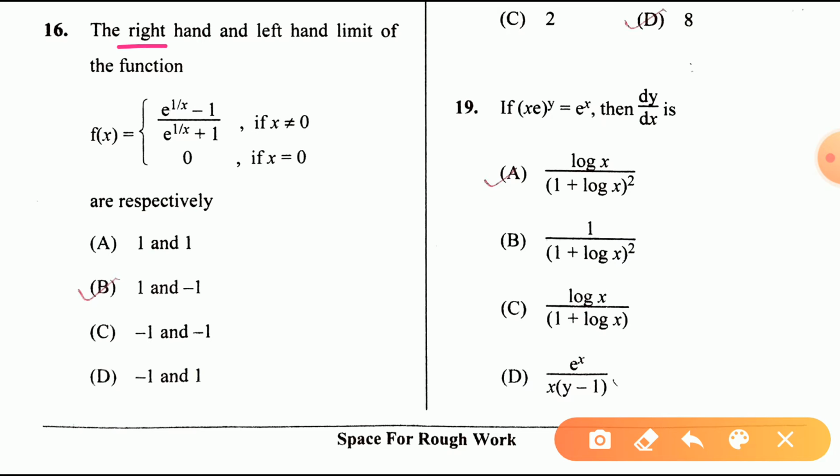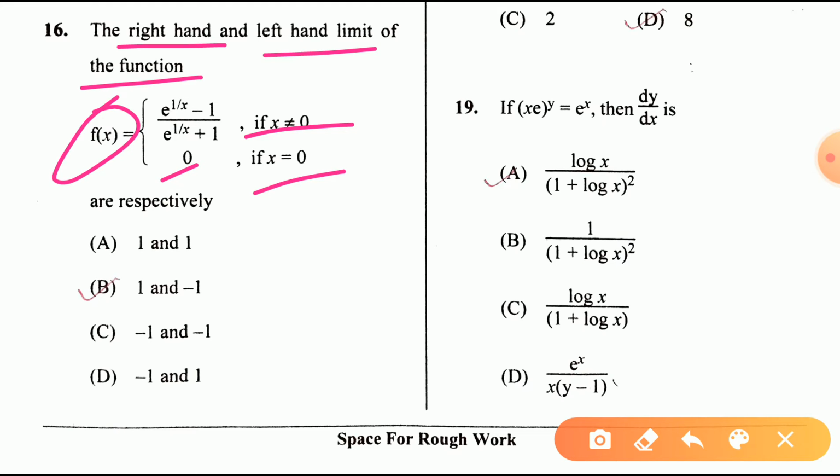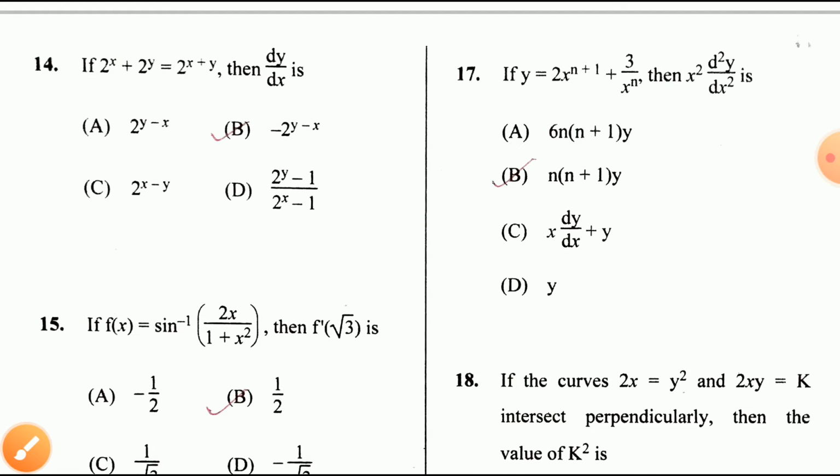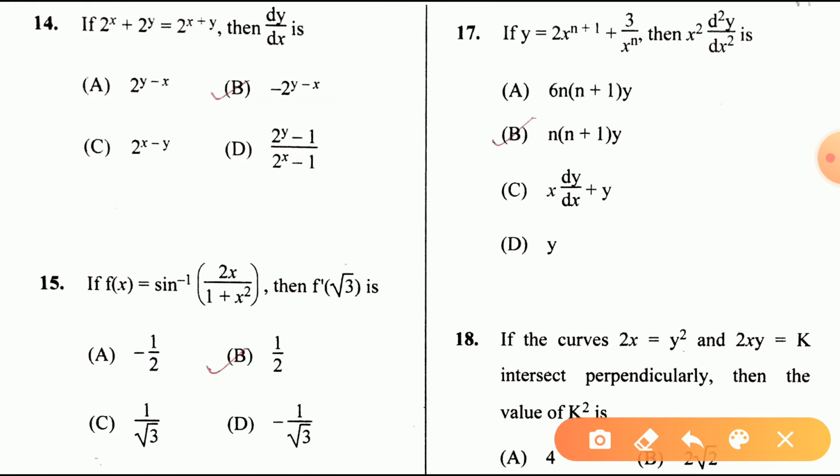If the function f of x is equal to e raised to 1 by x minus 1 divided by e raised to 1 by x plus 1, if x is not equal to 0, and f of x is equal to 0 if x is equal to 0. By using the definition of a continuous function, after simplification we get the right hand limit is 1, the left hand limit is minus 1. Okay, next, move on to question number 17.